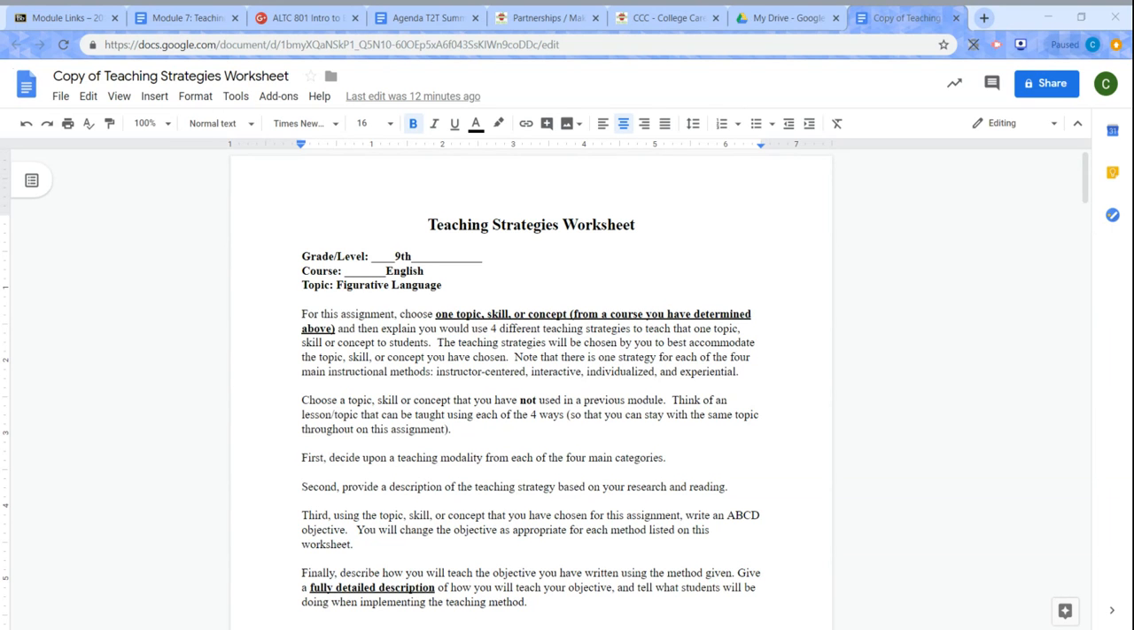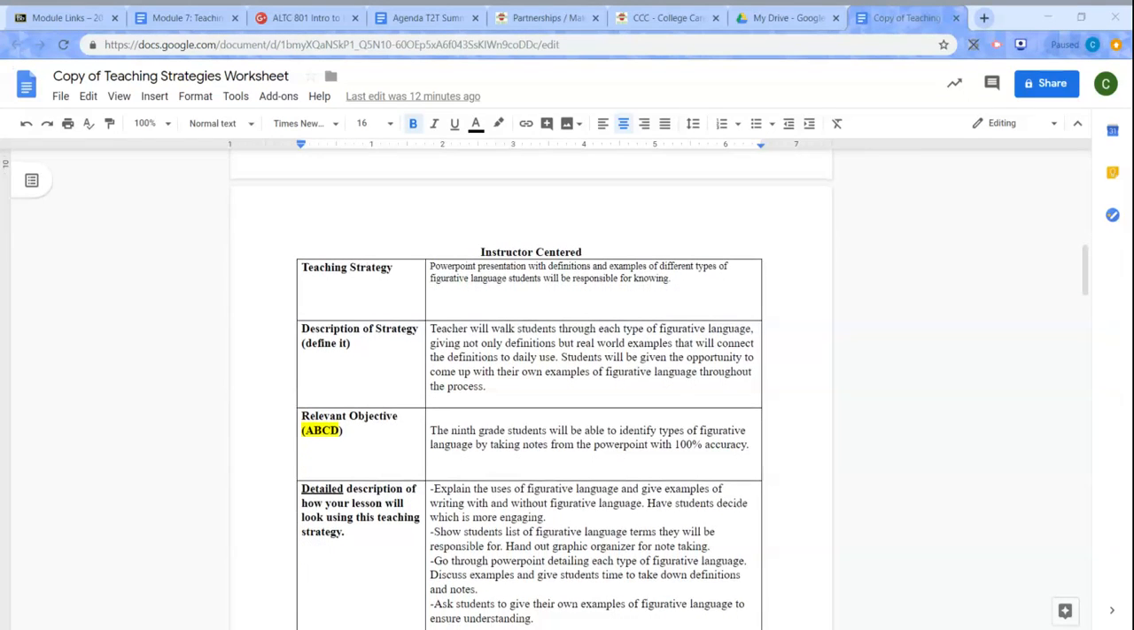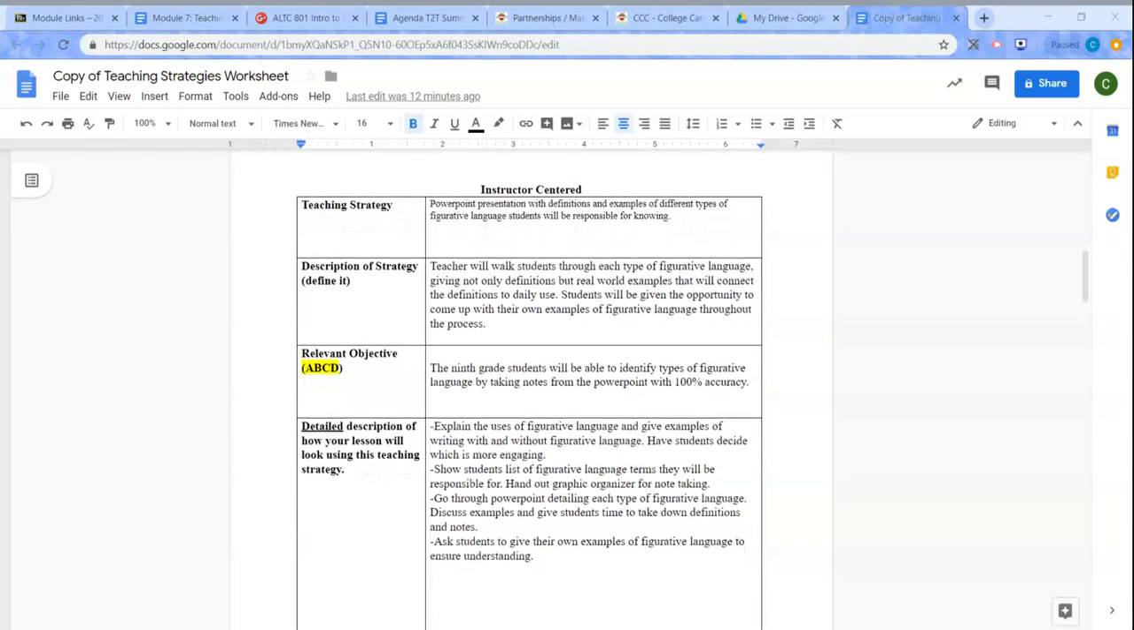For this assignment, I decided to go with the topic of figurative language for the ninth grade level in an English classroom. For my instructor-centered teaching strategy, I chose to go very basic and stick with a PowerPoint presentation, giving definitions and examples of all the different types of figurative language while students take notes.